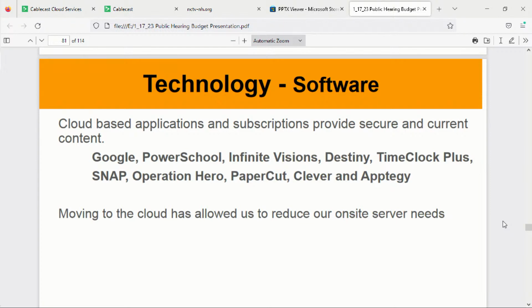We've done that with PowerSchool, Infinite Visions, which is Tyler Technologies, our accounting software. Destiny, which is the software we use to track our books and all of our equipment. Time Clock Plus. SNAP, which is the nurses program. Operation Hero, which is Rodney's program he uses to take care of work tickets. PaperCut is a program we use for all the printers. It helps us to better understand our usage for our copiers. Clever is a single sign-on, and that one's actually free, which is nice. And then Apptegy is who hosts our website.